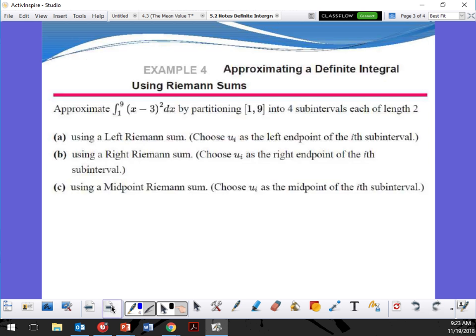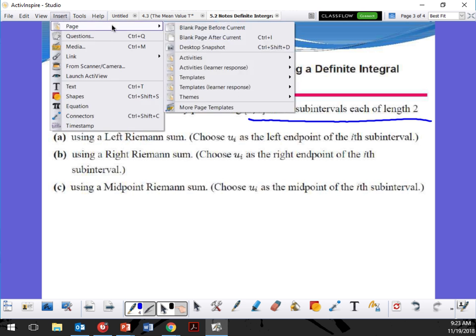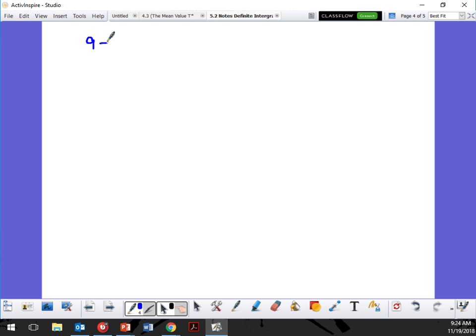Okay, good. All right. Approximate the definite integral using Riemann sums, left Riemann sum, by partitioning into 4 subintervals of length 2. So to figure out the subintervals part, we would always go from 9 to 1. So it'd be 9 minus 1 over 4, which is going to give me 8 over 4, which gives me 2. That's where I get my 2. My delta x is going to be 2 here.